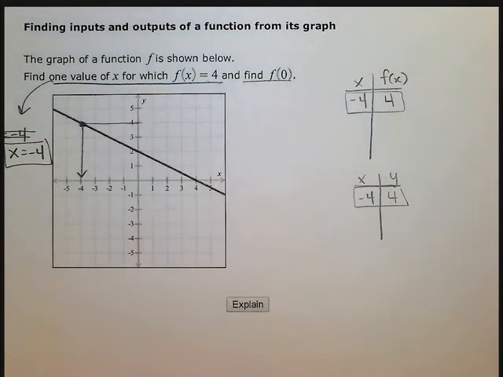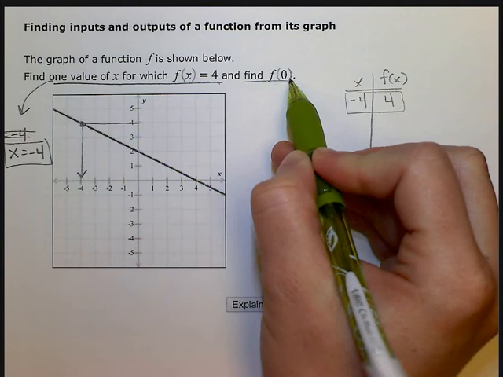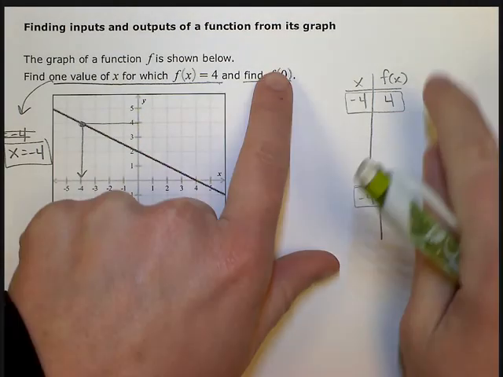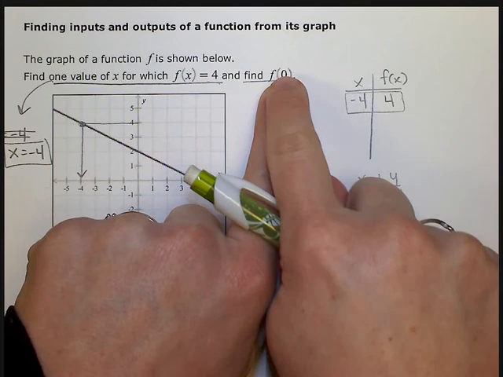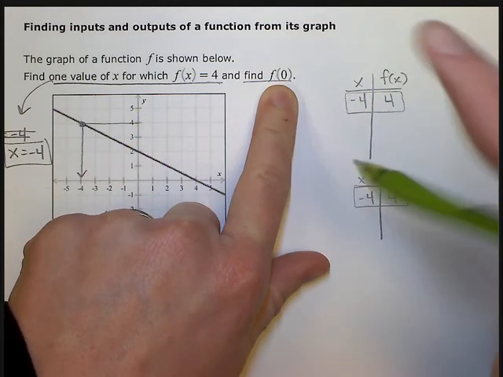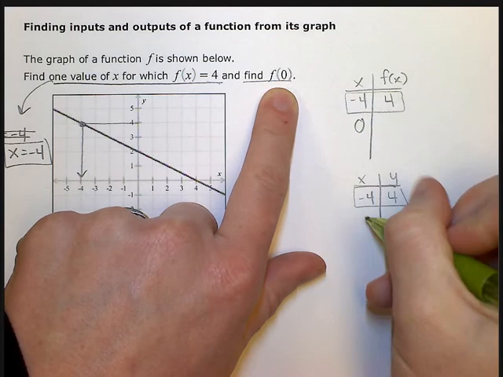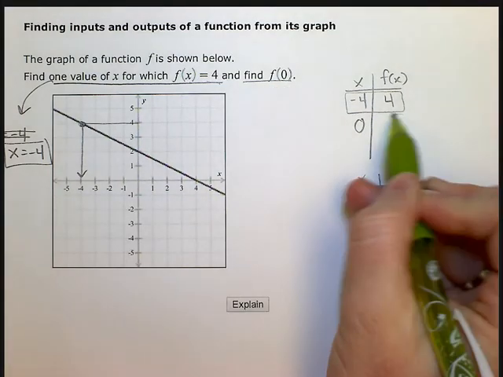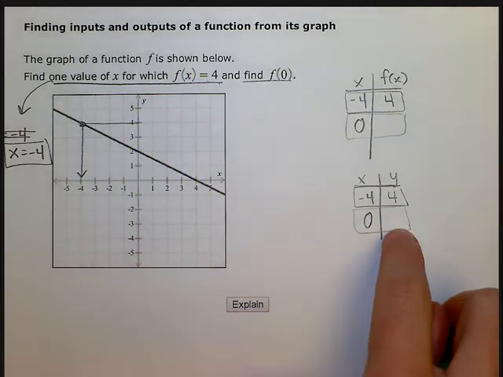The second one says find f of 0. Now remember, it originally was f of x. So when we put that 0 in for that x, it really means that x is 0, and I'm trying to find out what the y is now. Do you see how these are opposite? Now I'm going to find when x is 0, what is y, or f of x.